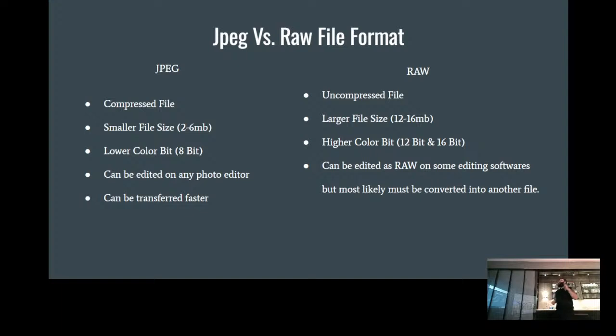Now this can be edited as RAW on some editing softwares, but most likely you'll have to convert it into another file. What that means is that most editing softwares cannot handle RAW files. You have to convert it to JPEG, and then you're able to edit. So if you really want to just work as a RAW image, you've got to make sure you have the right software. Things like Adobe's Photoshop or Lightroom, those can handle RAW.